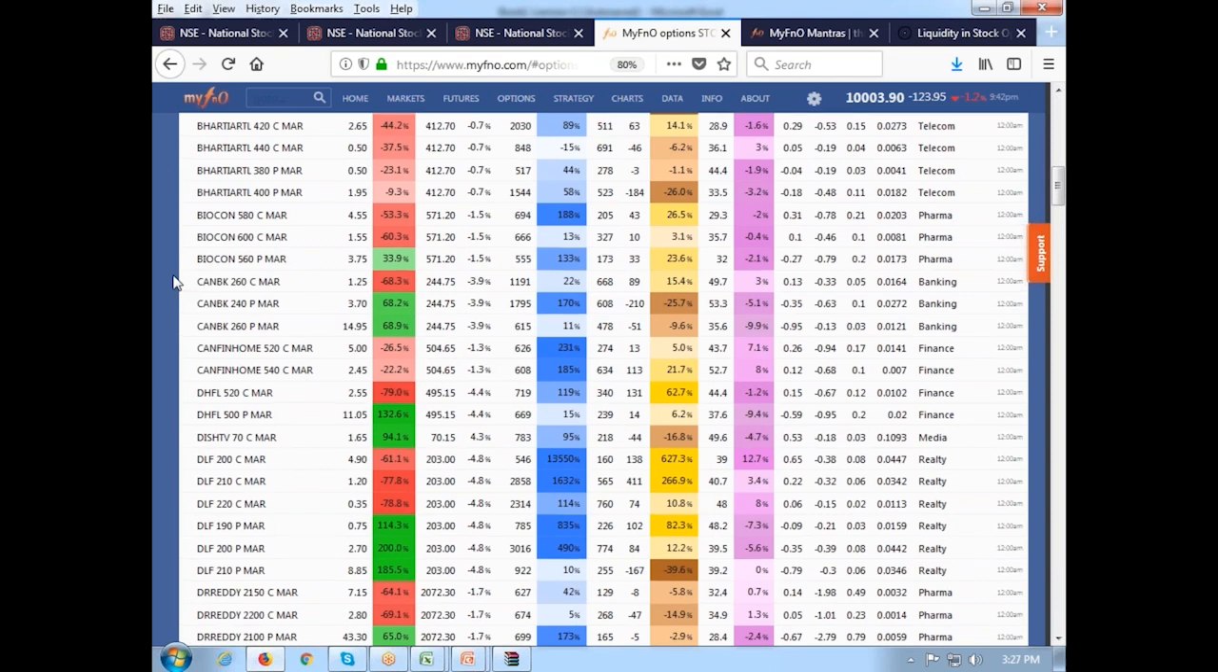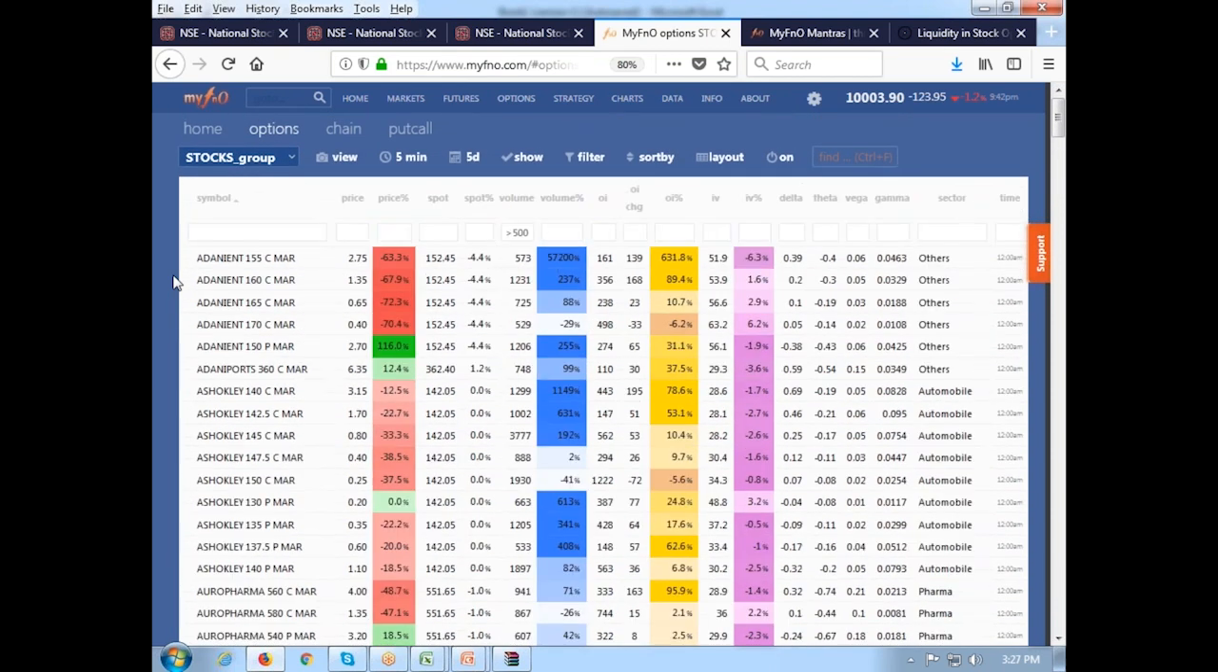Okay, liquidity. We are trying to guess the liquidity in a contract. This table is for the day. What I'm talking about is that volume and open interest tell you the liquidity. The greater the volume, the greater the open interest, the more liquid the option, the underlying is.